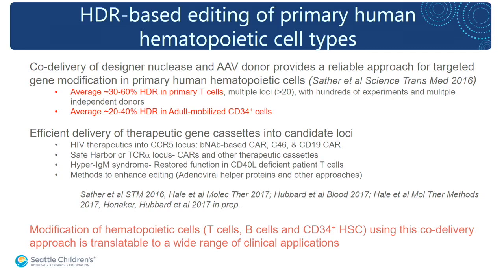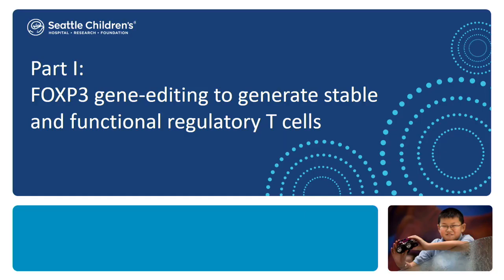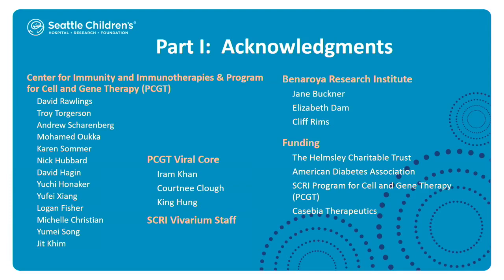One where we're going to make regulatory T cells using this approach. And the other, which is completely new, is moving this into editing primary human B cells. Hopefully I have enough time to get through this, but if I don't, you can ask me questions afterwards if I missed out part of it. So the first part is FOXP3 editing to make regulatory T cells. I want to make the point that this is a collaboration between multiple investigators at our institute. Jane Buckner at BRI has been working with us on trying to move this technology into making regulatory T cells for type 1 diabetes, and we have funding from a variety of sources for this.